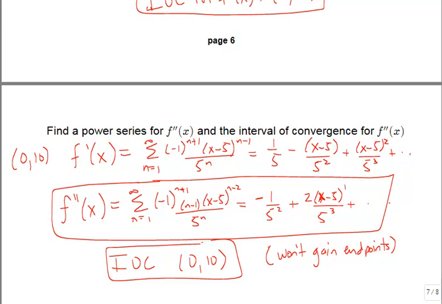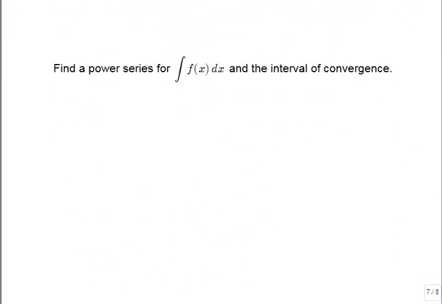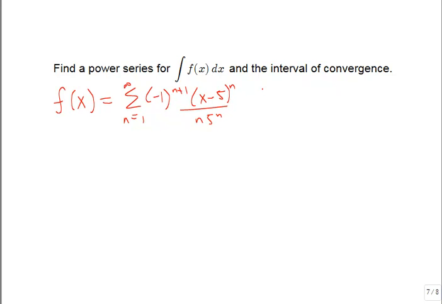Okay? All right, now let's try an integral. So we need to recall what the power series was for the original function f. So that was the series from n equals 1 to infinity of negative 1 to the n plus 1 times (x minus 5) to the n over n times 5 to the n, and the original interval of convergence of the original function was parenthesis 0, bracket 10. So now we want to integrate this.